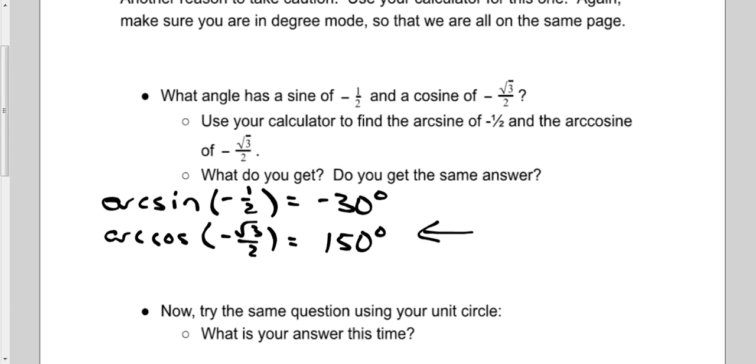So the calculator does not necessarily give us the answer. We still have to do some reasoning after we play with our calculator. Does that make sense, Spencer? Okay.